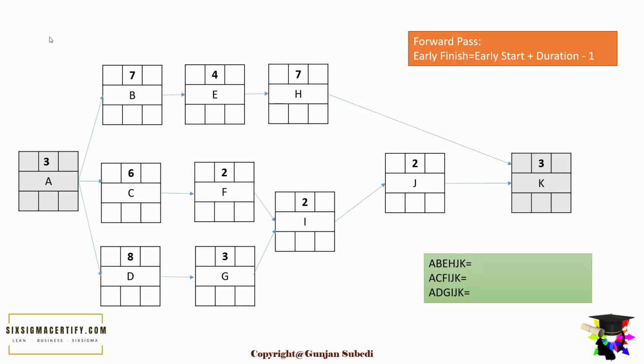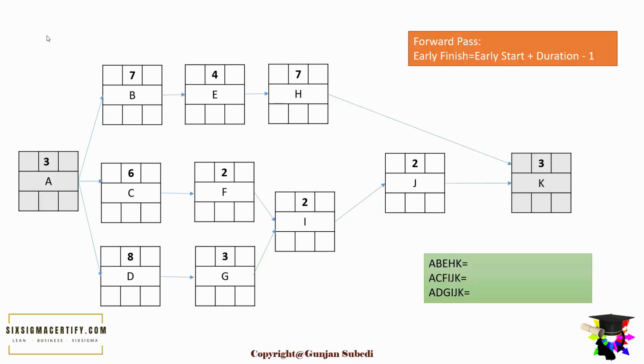There are three distinct paths to complete the project. The arrow shows the flow of the work in the project. For example, if we talk about the flow of work between process A and B, the tip of the arrow points to B and the tail of the arrow touches A. That means the work is flowing from A to B. Similarly, the work is flowing from B to E, E to H, and H to K.